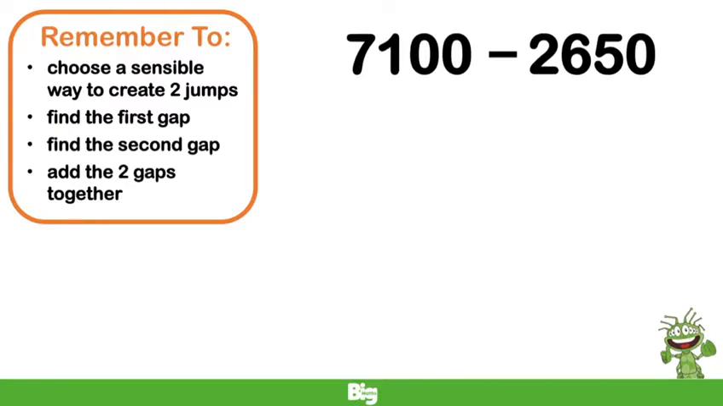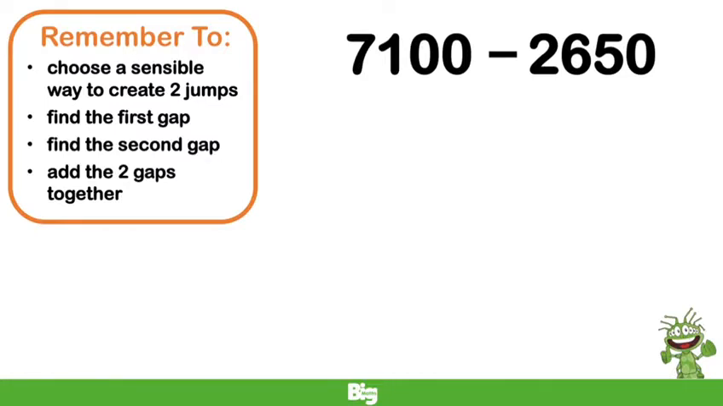You're going to draw a number line as you would for the work you did on Monday and Tuesday, and you're going to have your subtrahend on the left. That's the number we're subtracting. So in this case, it's 2,650, and your minuend is going on the right of your number line. Remember, the minuend is the number we're starting with. It's the whole that we're subtracting from. In this case, that's 7,100.